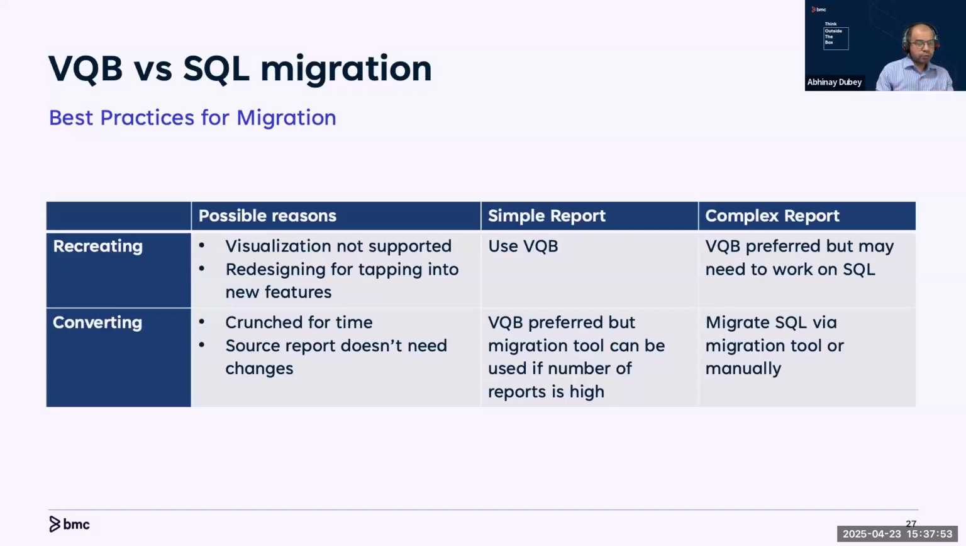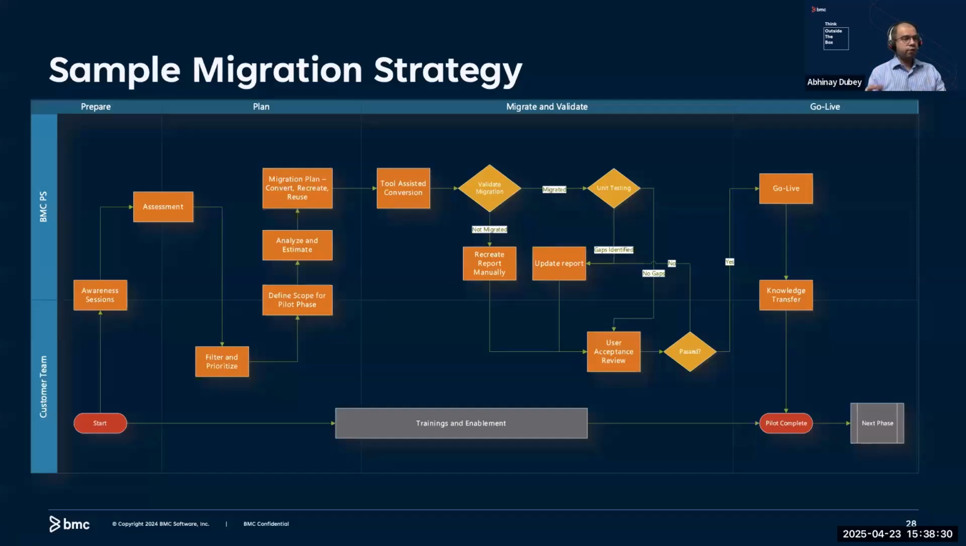But if there is a very high number of reports and you want to move as fast as you can, then the migration tool can be used, and that essentially moves the SQL query from smart reporting over to Helix dashboard, making appropriate changes for the platform. Now, if it's a complex report, then probably the best bet is you use the migration tool or manually move the SQL over. So these are the few points that we'll need to bear in mind when we are planning.